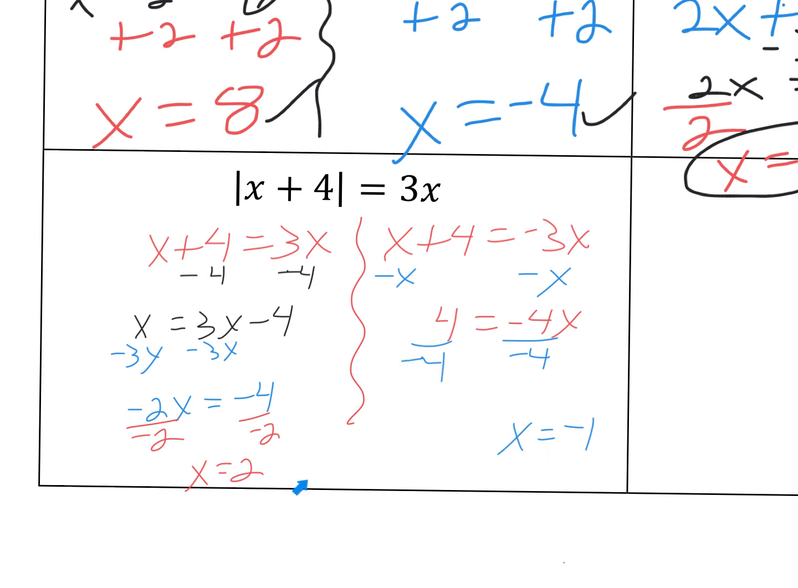So now let's check these answers out. If you plug a 2 in here, 2 plus 4 is 6. The absolute value of 6 is 6. And over here, 3 times 2 is 6. So this one definitely checks out.